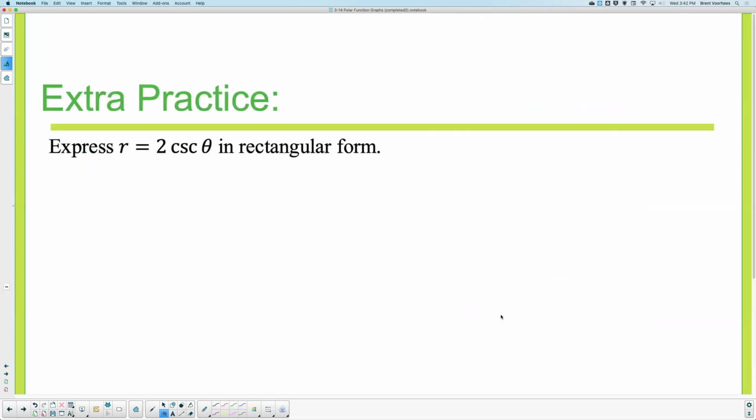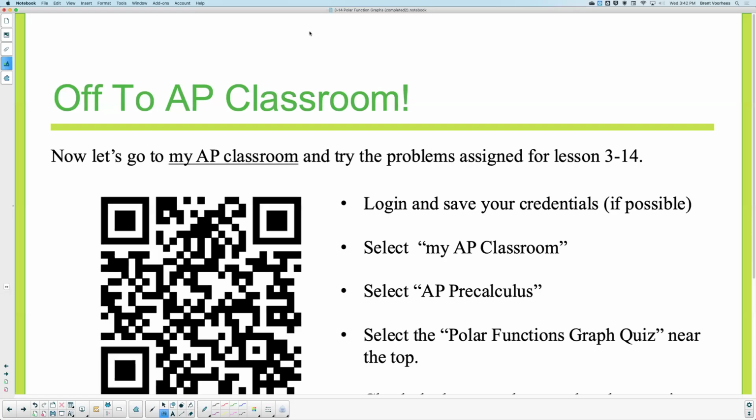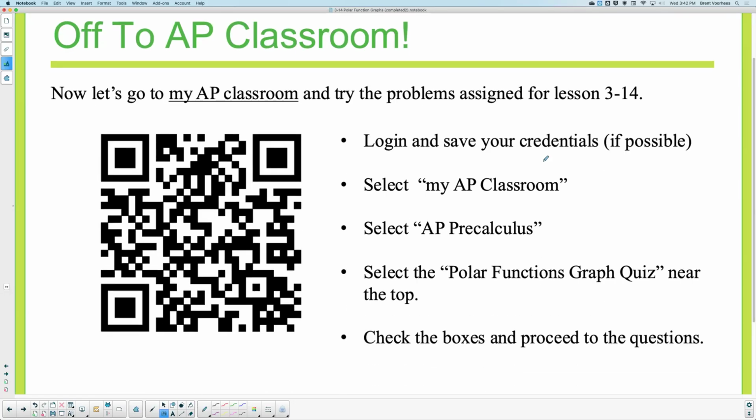If you want to try one, go by all means, go for it. But either way, try DOL number 2 on the back of the packet. DOL number 2. Now, once you've completed DOL number 2, make sure you submit everything in online.